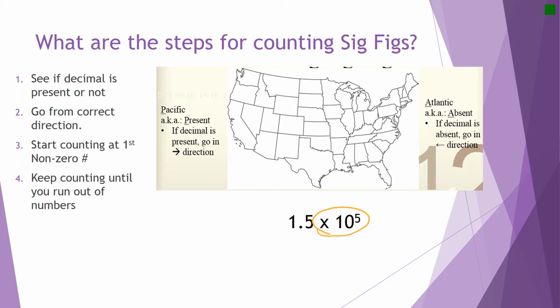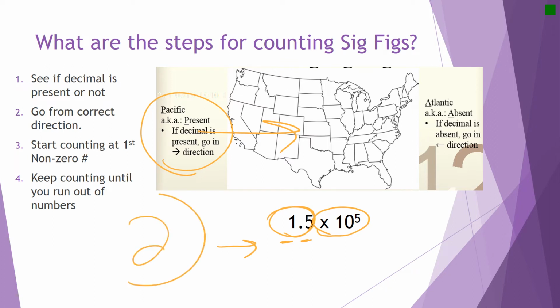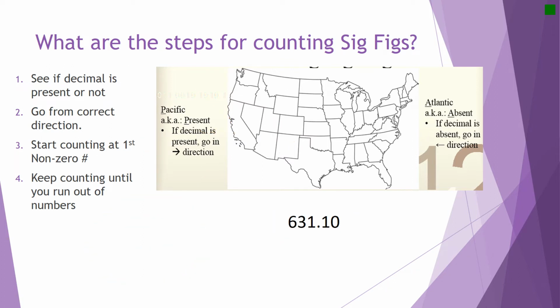With scientific notation, you ignore the times 10 to the 5th. Okay, and so what you're going to do is see if the decimal is present or not. So we've got 1.5, I do see a decimal, so I'm going to go this way. I'm going to start counting at my first non-zero, which is 1, 2. So this would have 2 sig figs.